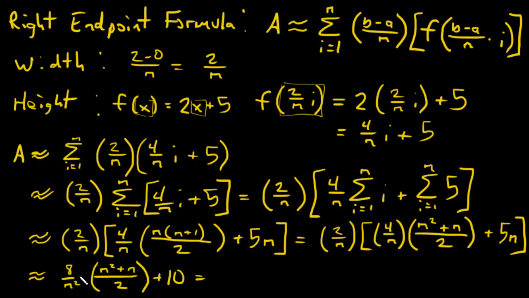So I've got 8 over n squared. I'm going to distribute through this. So 8 over n squared times, well, first off, I can simplify, right? That 2 will go into the 8 4 times. That's nice. So now I'm going to have 4 over n squared times n squared, which is going to be 4. And then 4 over n squared times n is going to be 4 over n plus 10. So the final value is going to be 14 plus 4 over n.